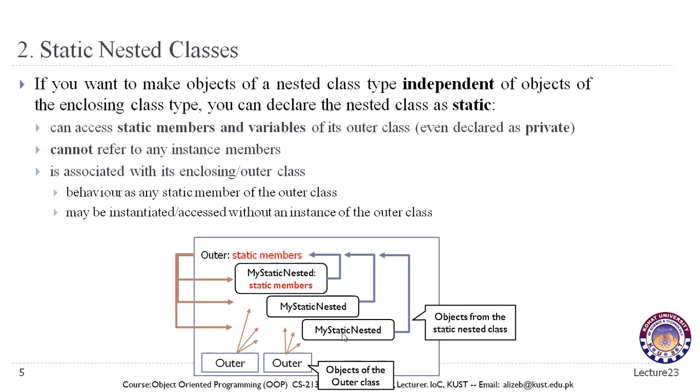So we can have access to the static members of the outer class inside the static nested class, and the objects from the static nested class can have access to the static members of the outer class, and the outer class has access to the nested class.